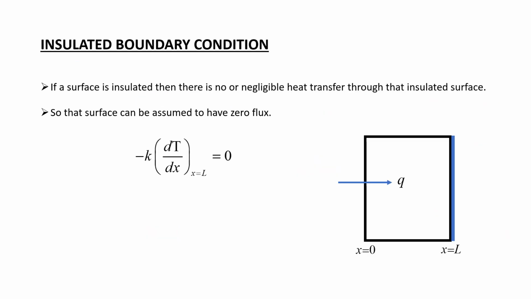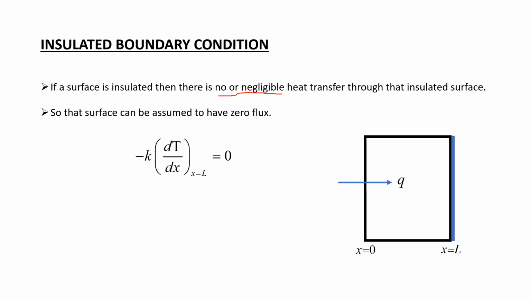Now the next boundary condition is the insulated boundary condition. Let's see what it is. The first point states that if a surface is insulated, then there is no or negligible heat transfer through that surface. And if there is negligible heat transfer through that surface, then the heat flux can be assumed to be 0 through that surface.